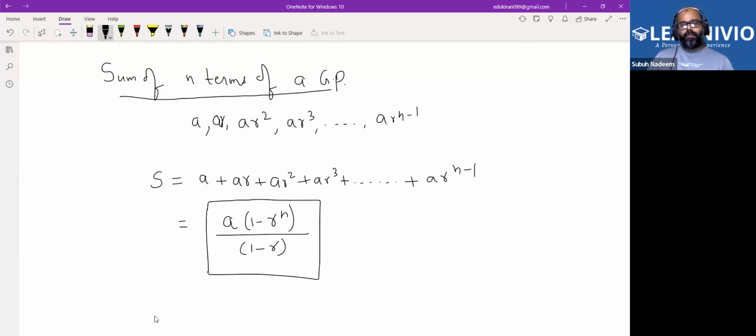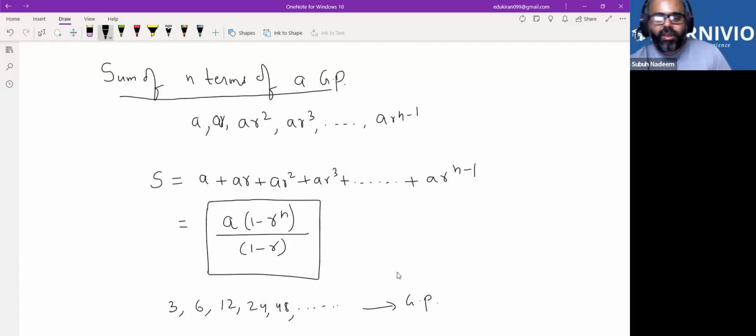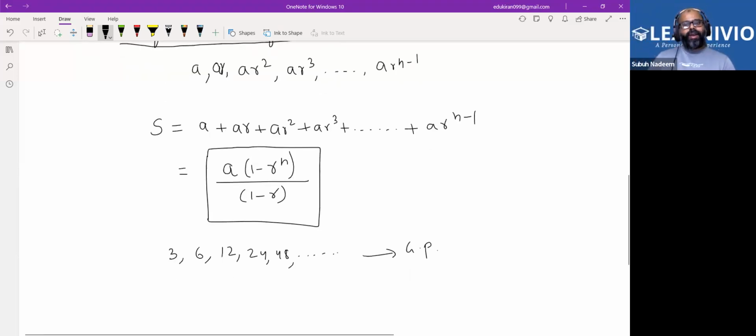Suppose we took an example above that it is 3, 6, 12, 24, 48 like this. This is a GP. Now someone asks you what is the sum till 20 terms? Generally we write it like this, S20. That means sum till 20 terms. So what is A here? A is 3. And what is the common ratio? The common ratio is 2, and we need 2 to the power 20.